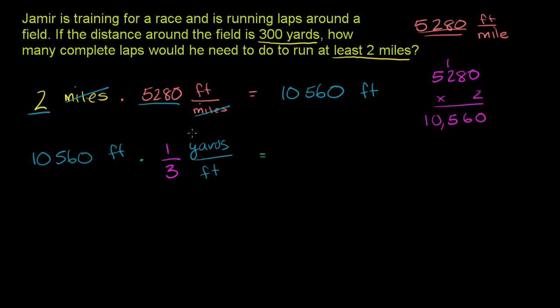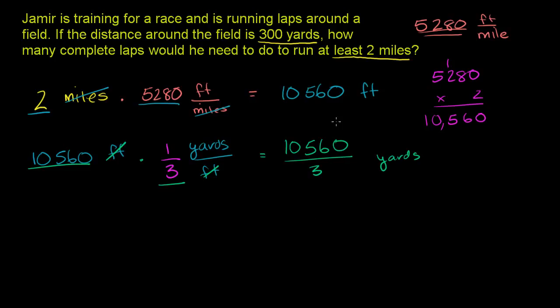So let's do this. So this becomes 10,560 times 1 divided by 3. So it's 10,560 over 3. That's that and that part. And then the feet cancel out, and we are just left with yards.